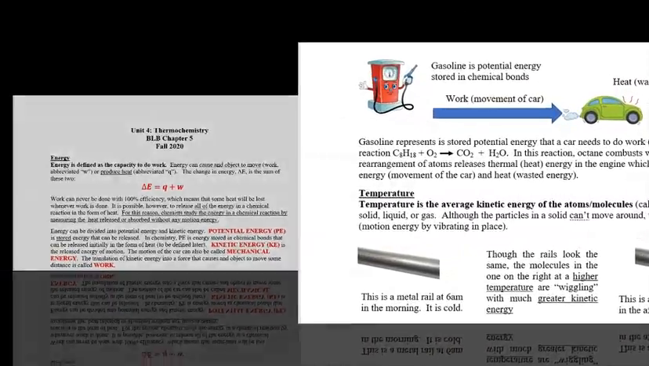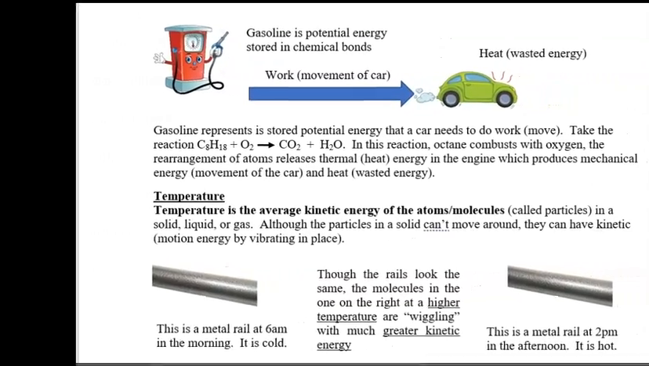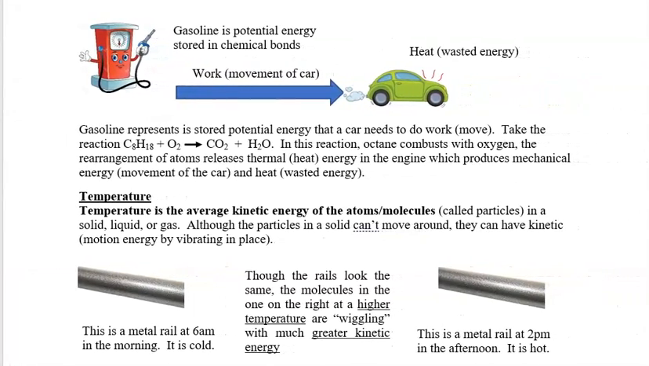So a good way to keep this concept in mind is to think of gasoline that goes into a car as stored potential energy, stored in the form of chemical bonds. When the car moves, this is what you want the car to do. That's what the car is designed to do. That energy is converted into work, which is the movement of the car, and heat. The heat comes off the engine. That's wasted energy. So all of the gasoline that goes into the car is either translated into work or heat. So gasoline represents stored potential energy that a car needs to do work.